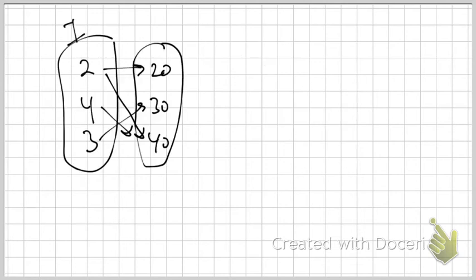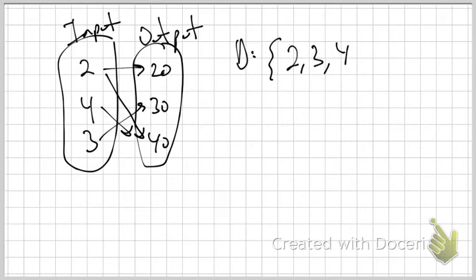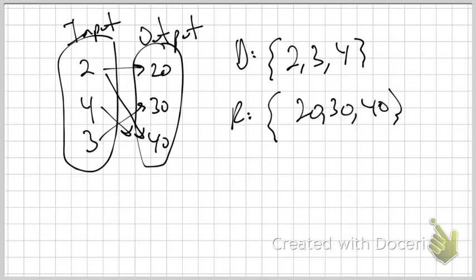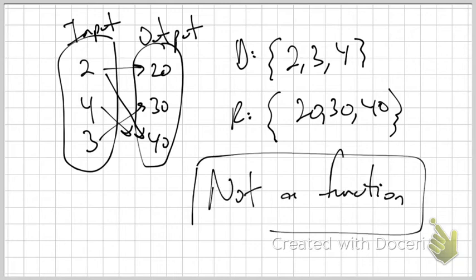So for this, it gives us an input and an output. My domain would be my 2, 3, 4 from my input, and my range would be 20, 30, 40 from my output. Now, if we wanted to answer whether this is a function or not, it is not a function. And the reason it is not a function is domain 2 has two ranges. Now this domain 4 going to the same as 2, that doesn't change it. It's all because of that 2 having two ranges.